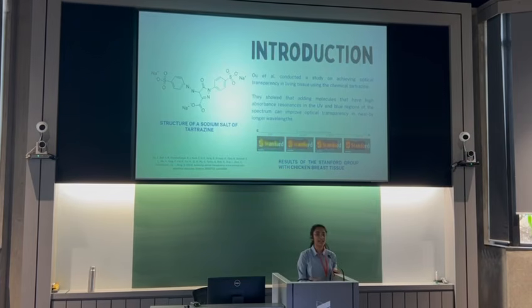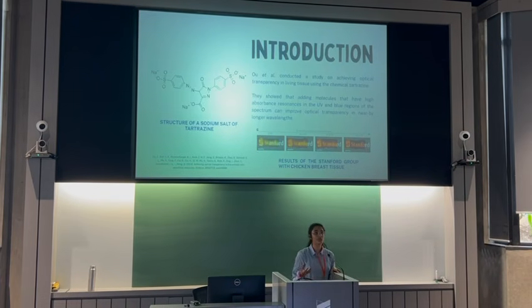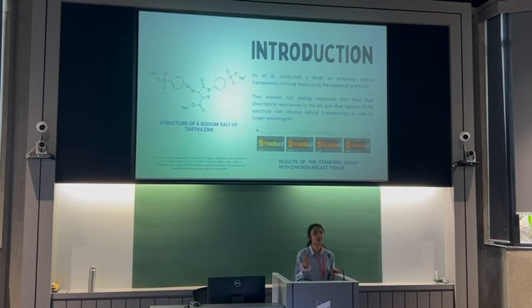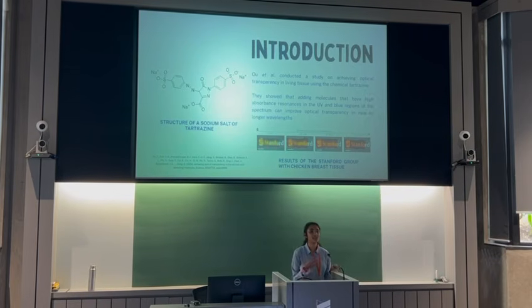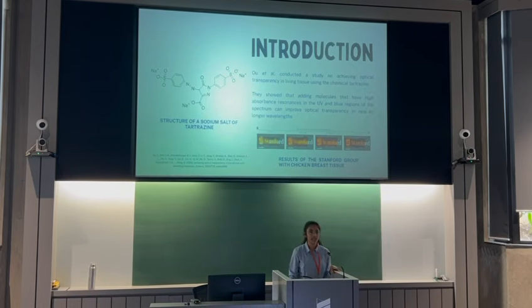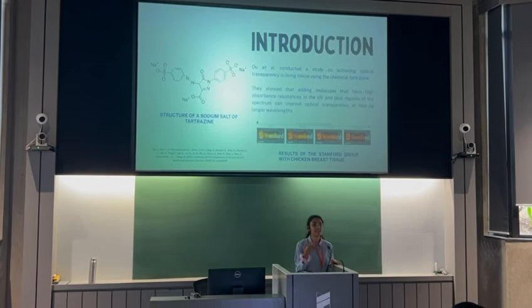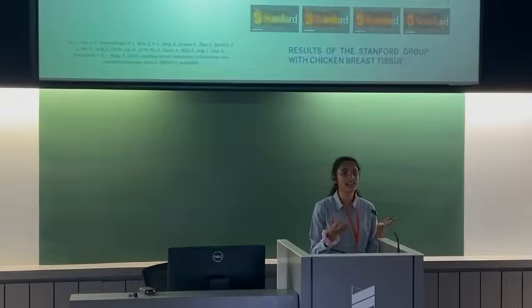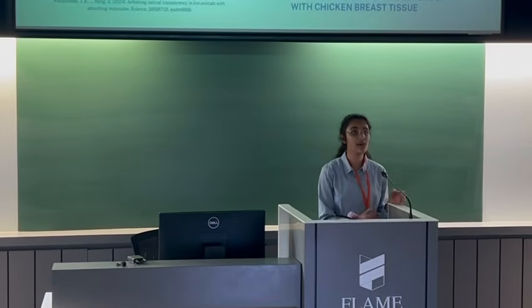So, they showed that adding molecules that have high absorption resonances in the blue and the UV ranges of the spectrum can often help improve optical transparency in wavelengths that we can see. So, tartrazine is one such molecule. It's a yellow colored azo dye that's used as a food dye in moderate concentrations. And it has very sharp absorption resonances in the blue and the UV range of the spectrum.